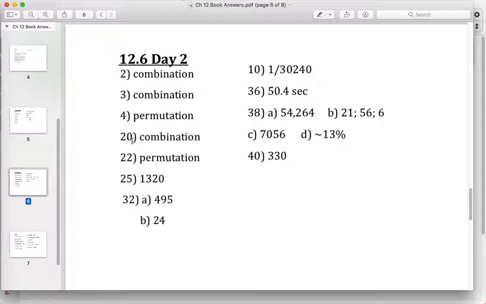So have out your homework from 12.6. It was the second day we were working on it. Yesterday we were working on combinations and permutations. If we need to pause the video now while everyone has it out, we can do that. Otherwise, I'm about to read off the answers.